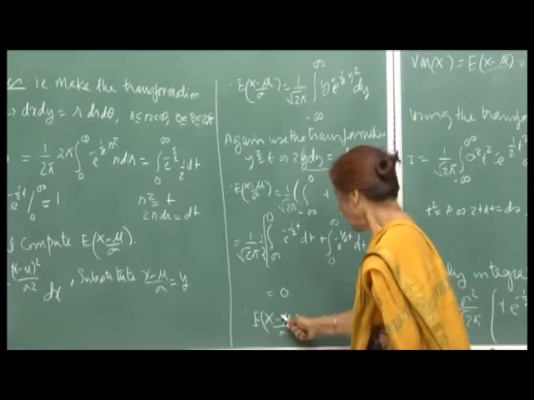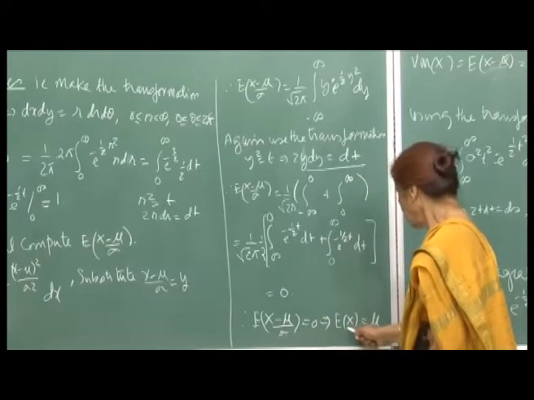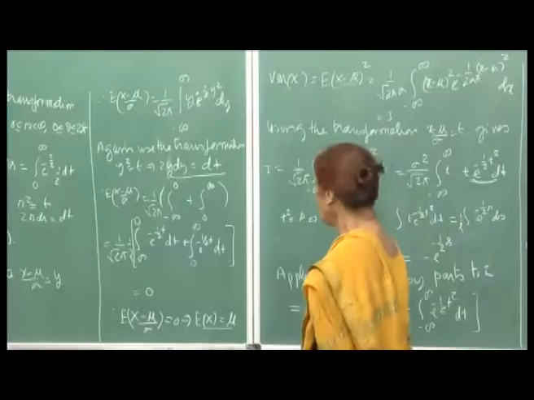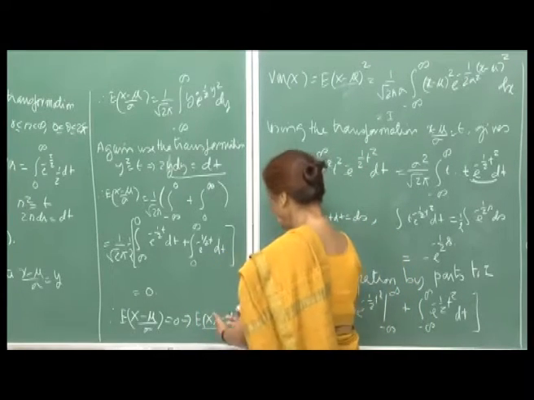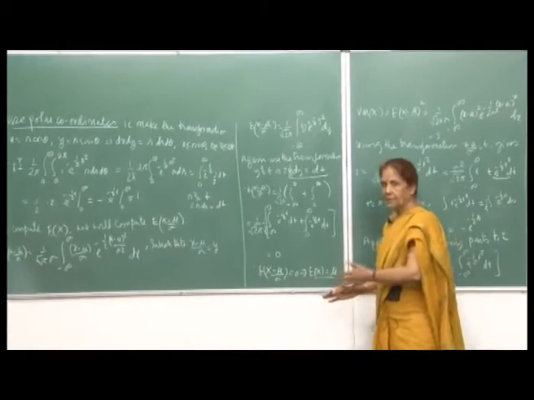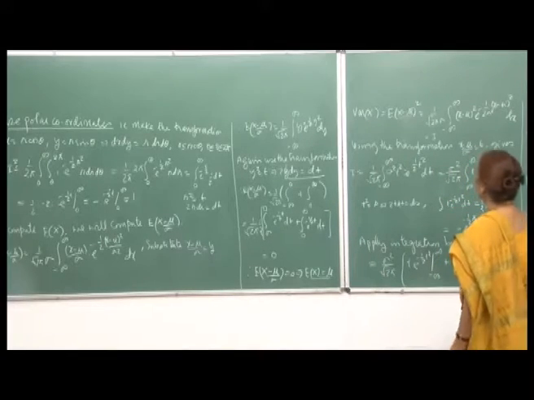So, since this is 0, the expectation of (x minus mu) by sigma, sigma being a constant, goes out. Therefore, this implies that the expectation of x is equal to mu. Okay. So, I had shown you that the normal PDF is symmetric about mu, and this is also the mean, and in fact, mu has all the properties. Later on I will show some more properties of mu.